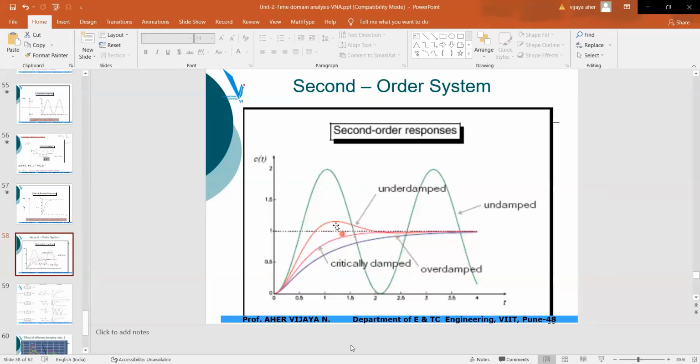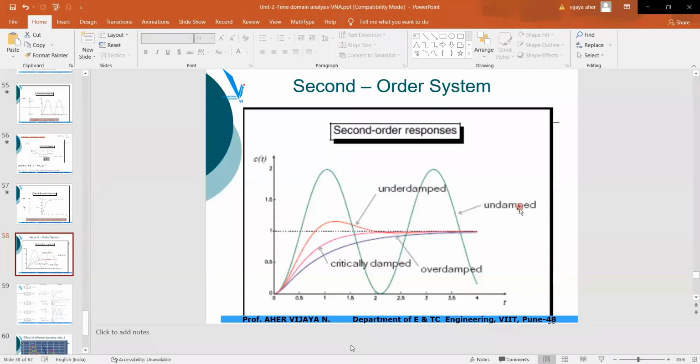This system is overdamped. This system is critically damped. This one is underdamped. And this system is undamped. Got my point?